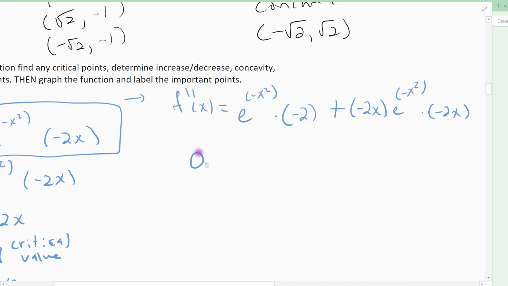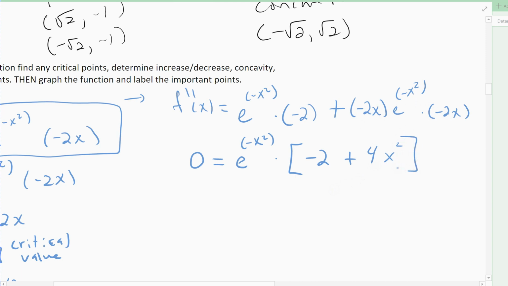I am going to have to set this to 0, and then I'm going to clean it up by factoring. I'm just going to factor out the e term. I think it's easiest just to pull the e term out. That's sort of the rule of thumb. And then what's left over? In the first term, I had a negative 2. In the second term, I had a negative 2x times another negative 2x. So negative 2 times negative 2 gives a positive 4, and x times x gives x squared. And so there is my polynomial.